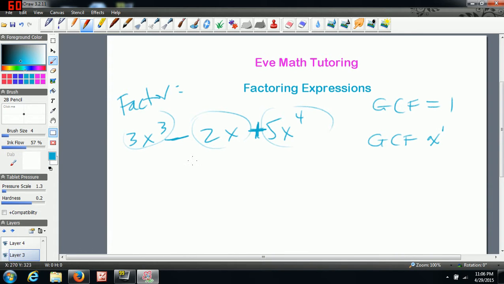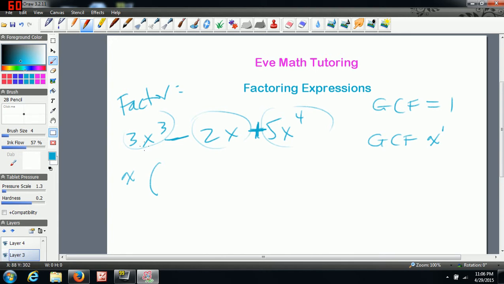Because that's the biggest thing that would divide into all of these. If I said x to the 2, I wouldn't be able to divide 2x by that because x to the 1 is less than x to the 2. So in this case, x to the 1 would be the greatest common factor.